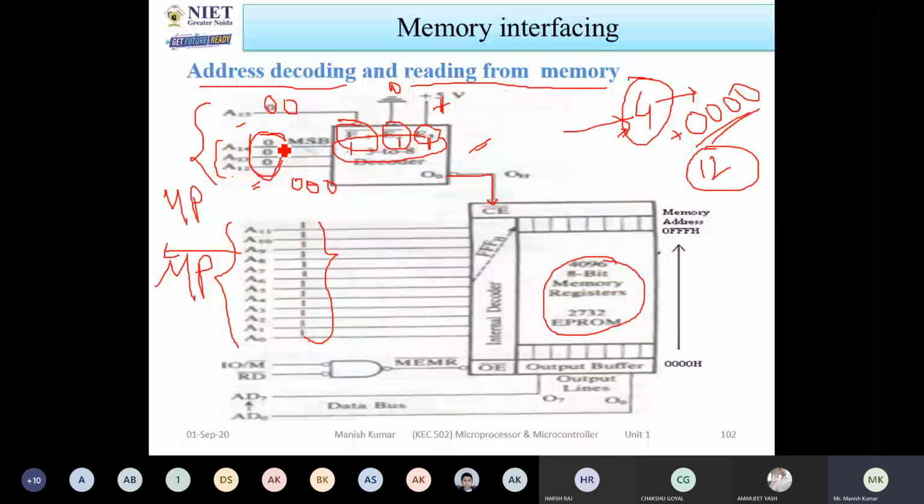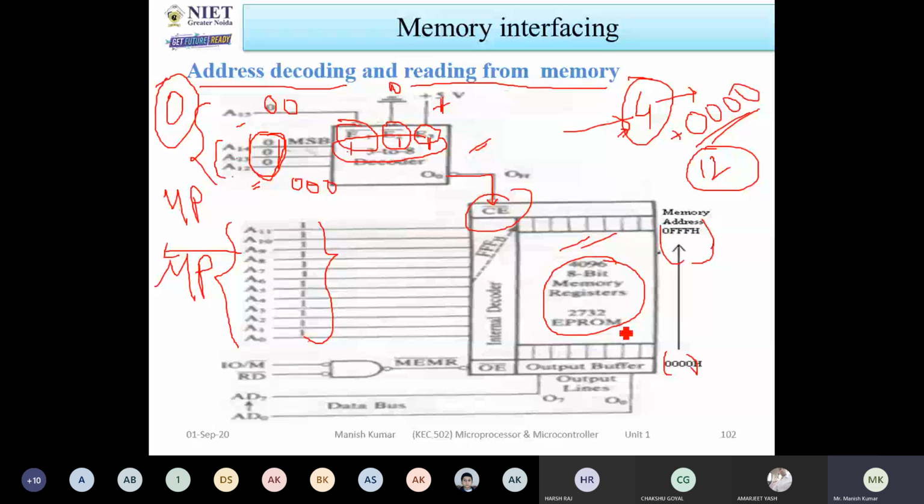Now when you are providing these 0, then this decoder gives the output and it will be fed to the chip enable pins. Chip enable pin means it will activate the memory. Now this memory range is 00H to FFH. This is the memory range. Okay. So with the help of this range, you can store the data or you can read the data from any locations.